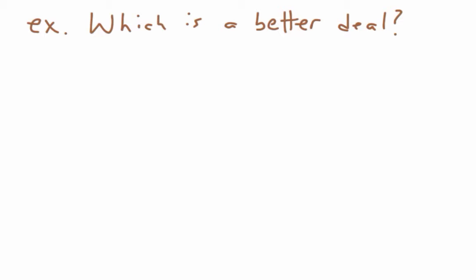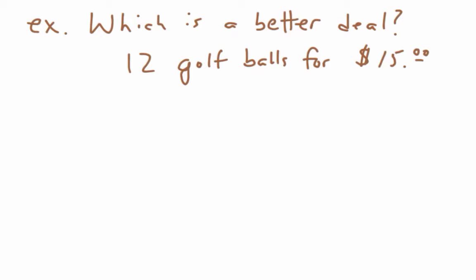All right, then the very last section, the book tries giving you some questions where they say, which one's a better deal? So, example, which is a better deal? I made up numbers here, so I have no idea. I'm not a golfer, but I'm going to say 12 golf balls for $15, or 18 golf balls for $27.